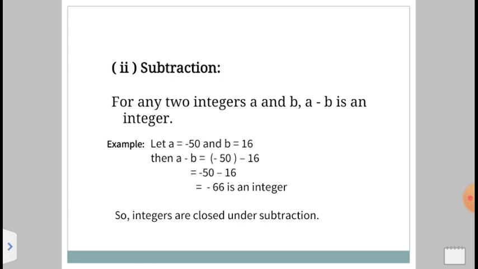Is minus 66 an integer? Yes, it is a negative integer. Therefore, when we subtract two integers, we are also getting an integer. We can say that integers are closed under subtraction.